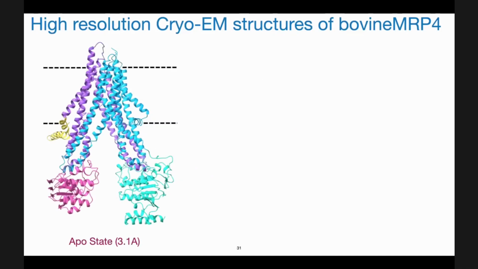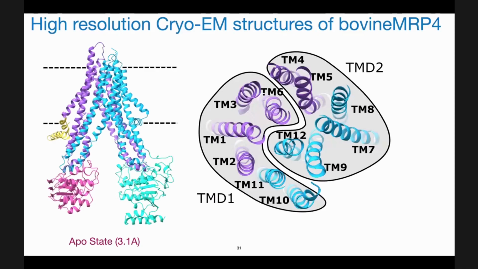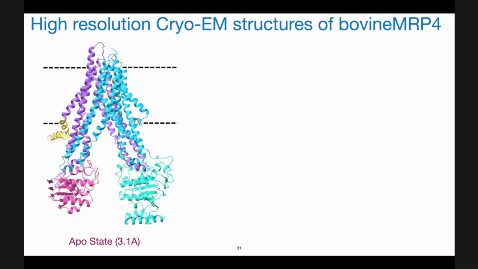And we determined the structure of this ABC transporter in 3 different states. The first state was the apo state, which had NBD domains very open, open in the sense very far away from each other. And you could see that there is a swapping of helices, where TM4 and TM5 are coming from TMD1 to TMD2, and then TM10 and TM11 are coming from TMD2 to TMD1.